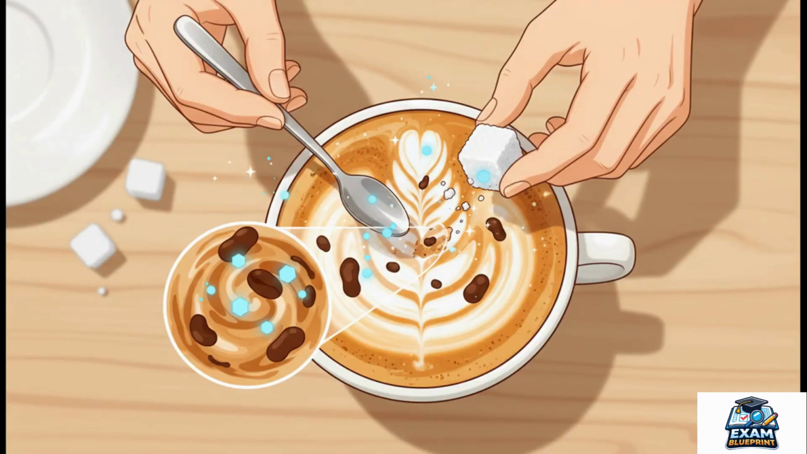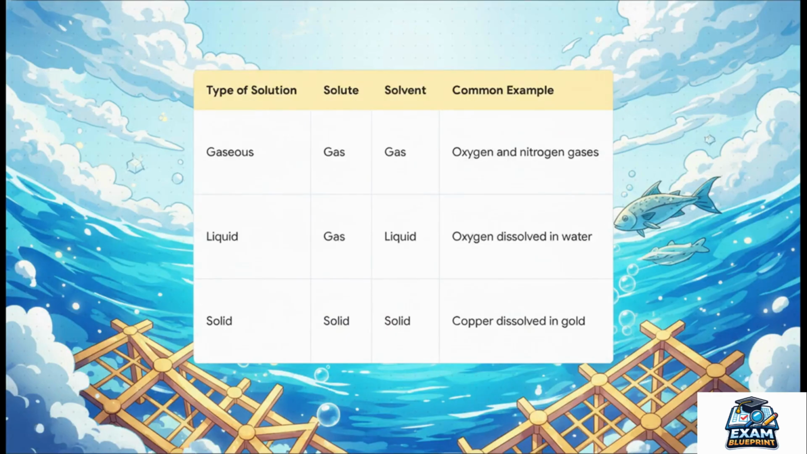You see, every solution has two parts. You've got the solvent, that's the main ingredient, the one you have the most of. It's the thing that's doing the dissolving. And then you have the solute. That's the stuff that gets dissolved. So if you stir sugar into your coffee, the coffee is the solvent, and that sugar is the solute. Simple as that.